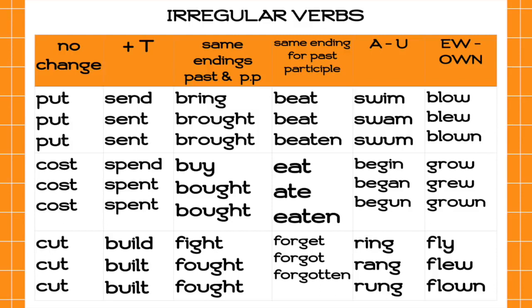And finally, we have the last group, the sixth group, and here they change consistently in the past with EW and OWN for the past participle. Blow, blew, blown. Grow, grew, grown. Fly, flew, flown.